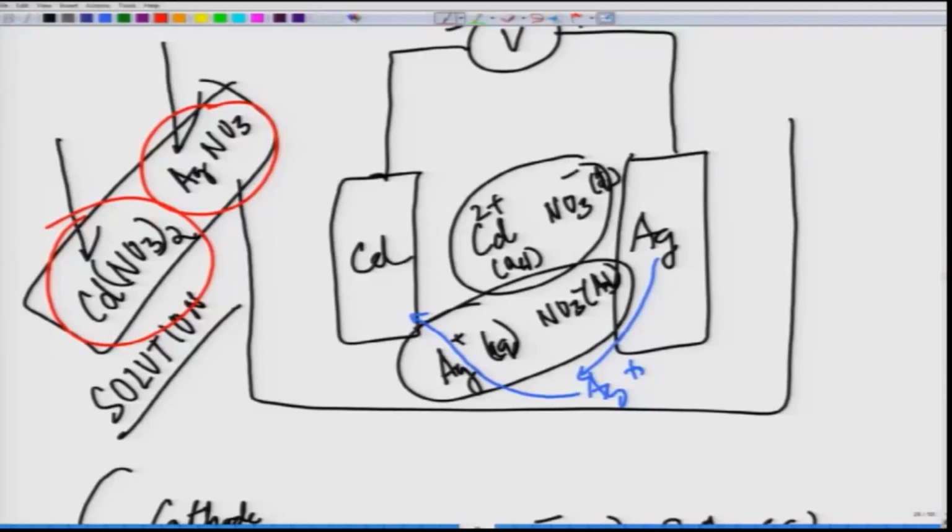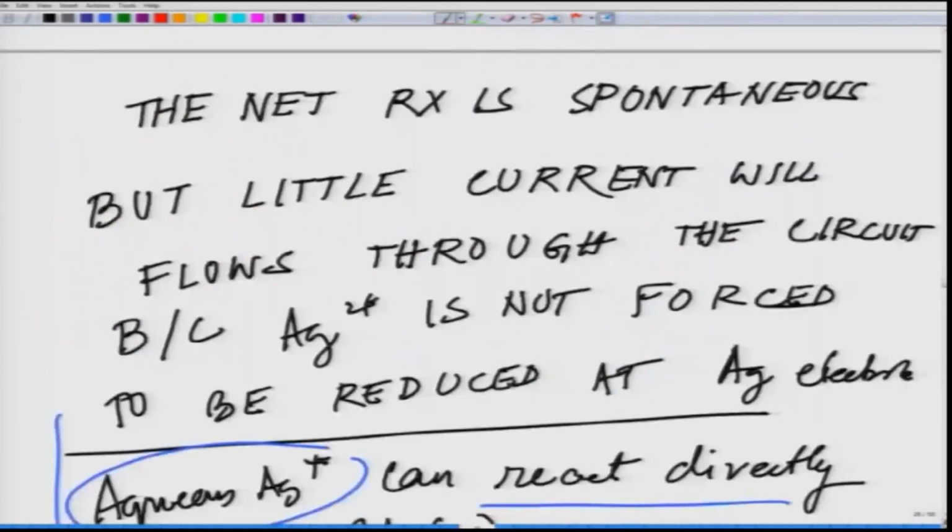Now, here is a situation where we realize that there won't be any flow of electrons per se, because Ag is... the net reaction is spontaneous, but little current will flow through the circuit, because Ag2+. So, this is not chloride, I made a slight mistake.